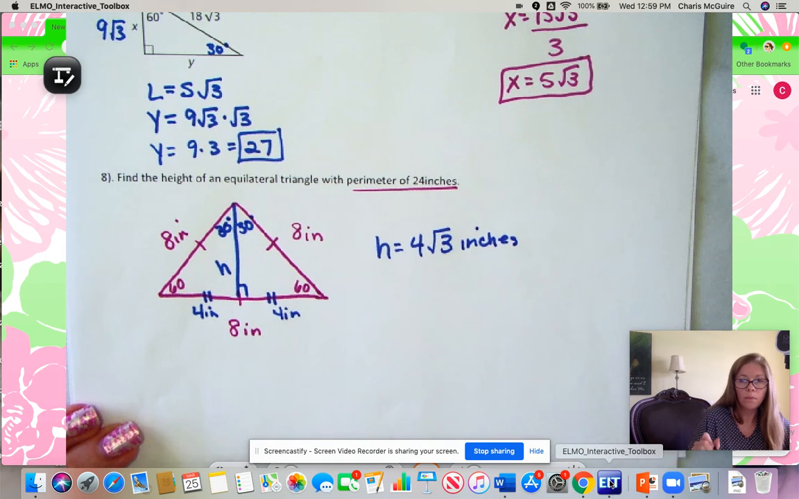Now, make this problem even more interesting if I just asked you to find the area, right? Could you do that? Think about that.